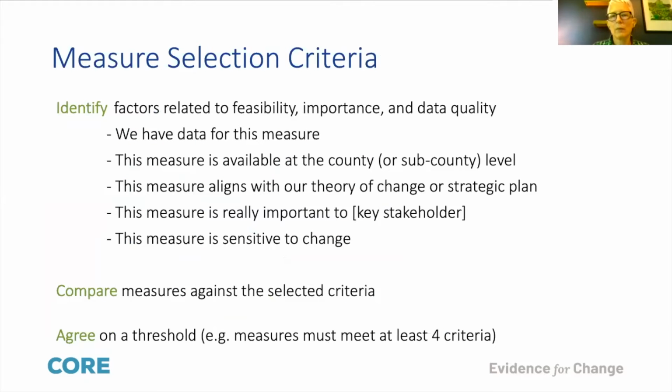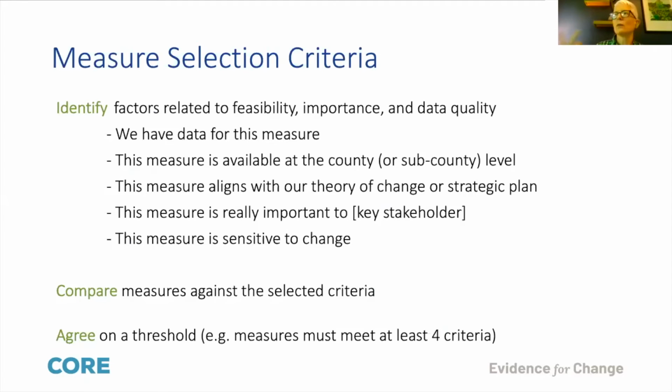So if you're taking the approach where you have some candidate measures, whether they're ideas or fully blown measures, what has worked well is to identify some criteria around how you would evaluate whether this measure is going to be helpful to you. Those can relate to how feasible something is to measure, how important it is, like is it really easy to measure but no one cares, and what the data quality is. So factors like those listed here, like we actually have data for this measure, that's helpful.